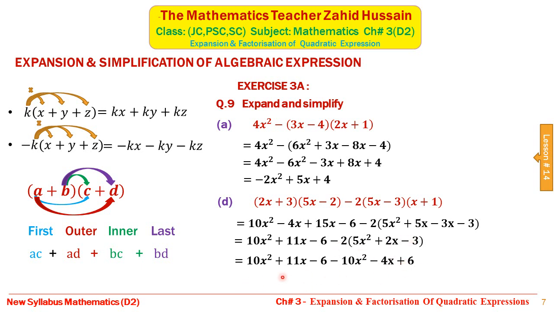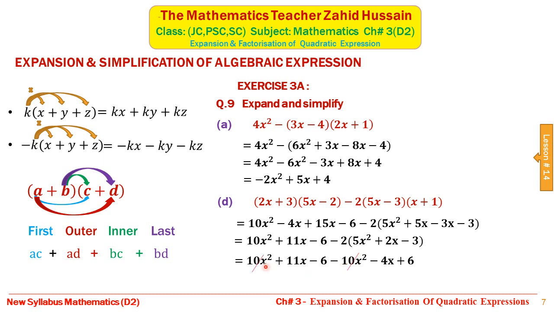Now look at these like terms. 10x square and 10x square are like terms, but they have different signs. If you are asked to take away 10 from 10, so what will be your answer? So when there are two like terms with different signs, you will simply cancel those numbers.